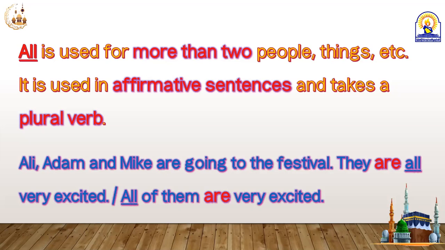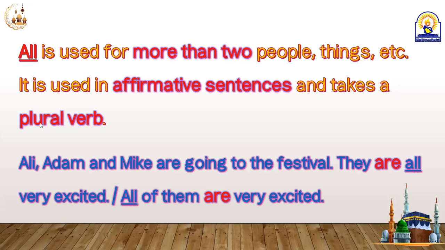Okay, now here we are talking about Ali, Adam, and Mike. They are three guys. I mean, they are more than two. So when we talk about 3 or 4 or any number more than two, we need all when we talk about them. Ali, Adam, and Mike are going to the festival. They are all here. I mean Ali, Adam, and Mike. And as you see, we used are. Which kind of verb is this? Is it singular, Abdulaziz, or plural? This are, is it plural? Yeah.